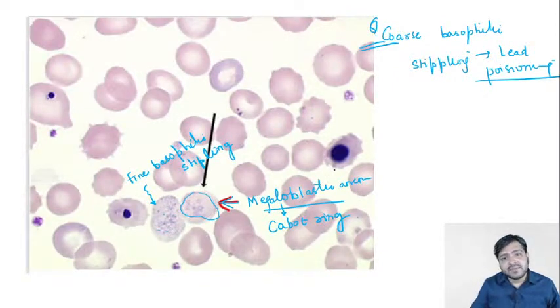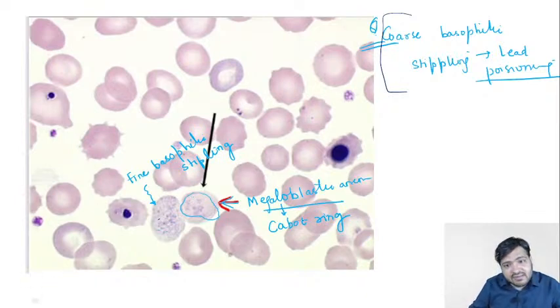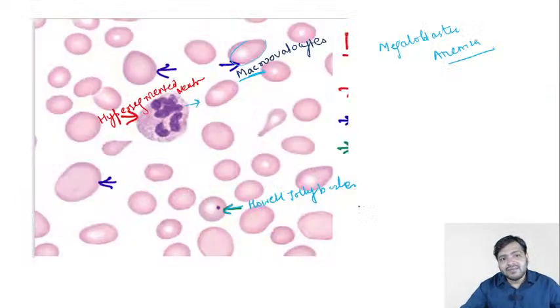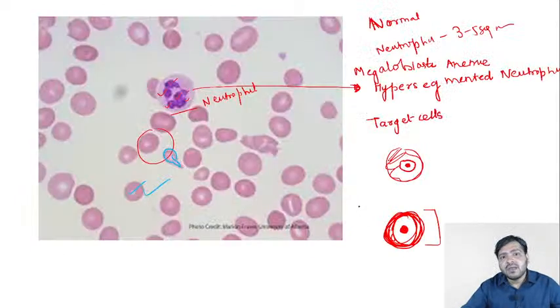Coarse basophilic stippling is basically for lead poisoning, I have already told you. Here it is fine basophilic stippling, basically scattered throughout the cytoplasm. And apart from that, you will get a ring-like structure, that is the Cabot ring, and the Cabot ring is again a feature of megaloblastic anemia. I'm just revising. Hypersegmented neutrophils, macrocytes, basically it is megaloblastic anemia. We have already discussed.